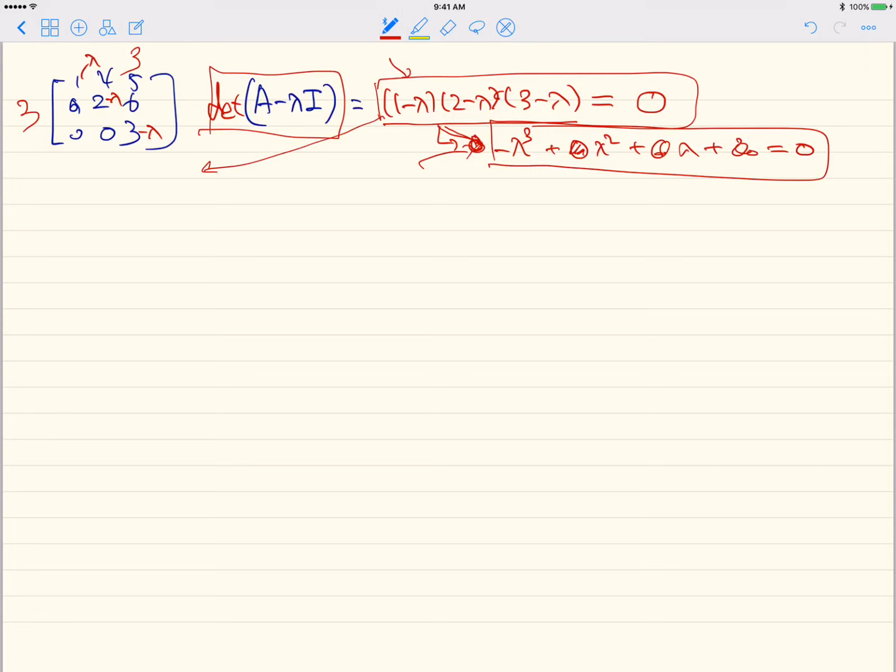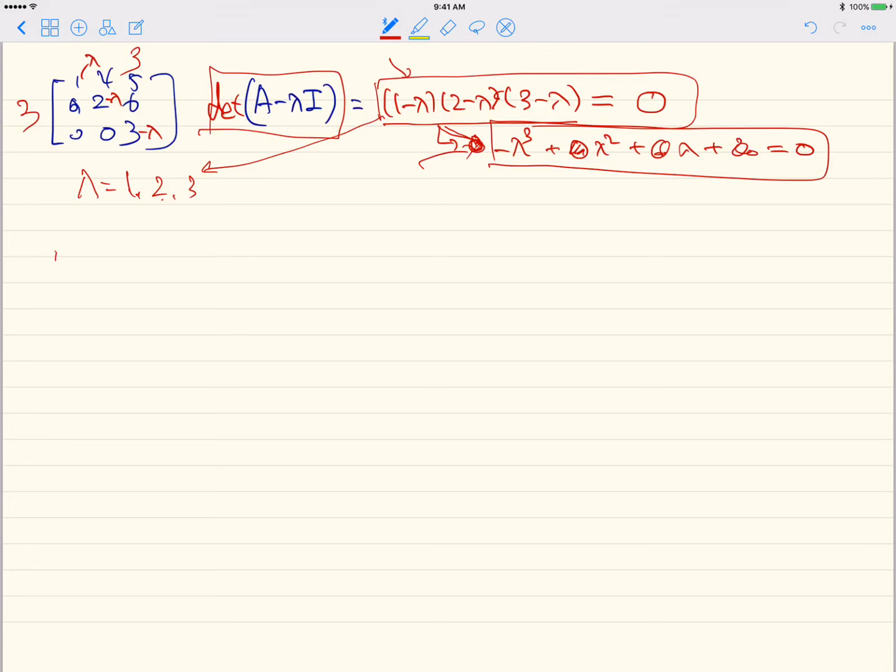So what is the solution? 1, 2, 3, right? 1, 2, 3. So 1, 2, 3 are your eigenvalues for the matrix that we are given here. Okay? But yeah, in this special form of upper triangular, it was kind of easy.